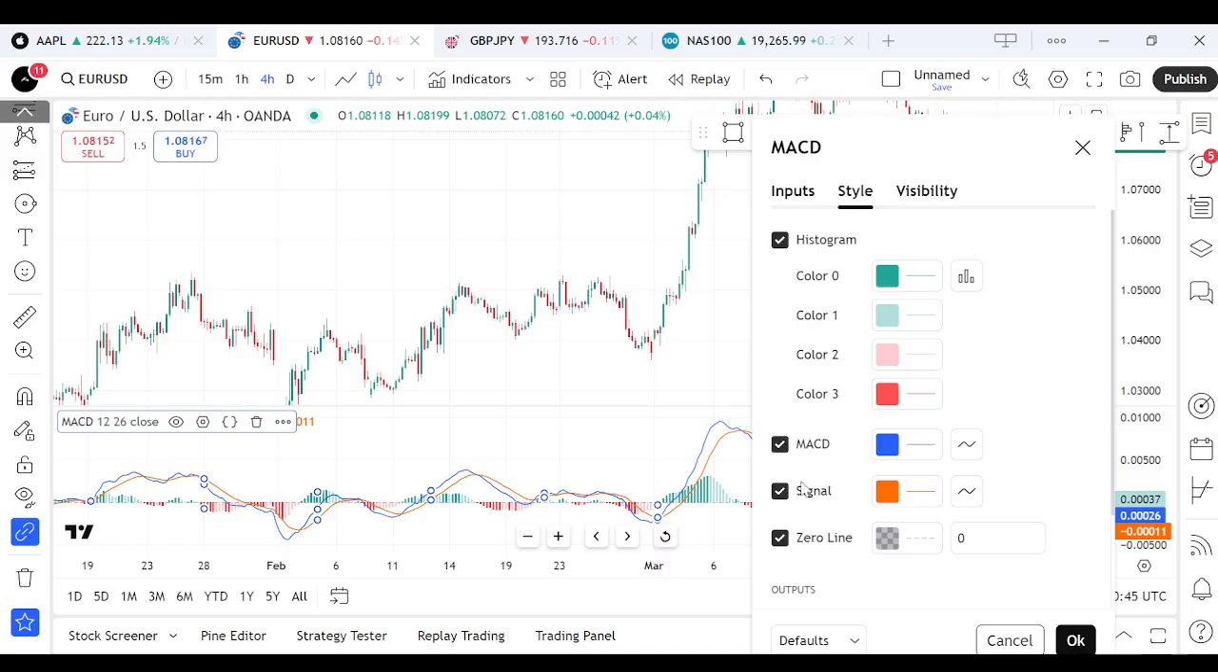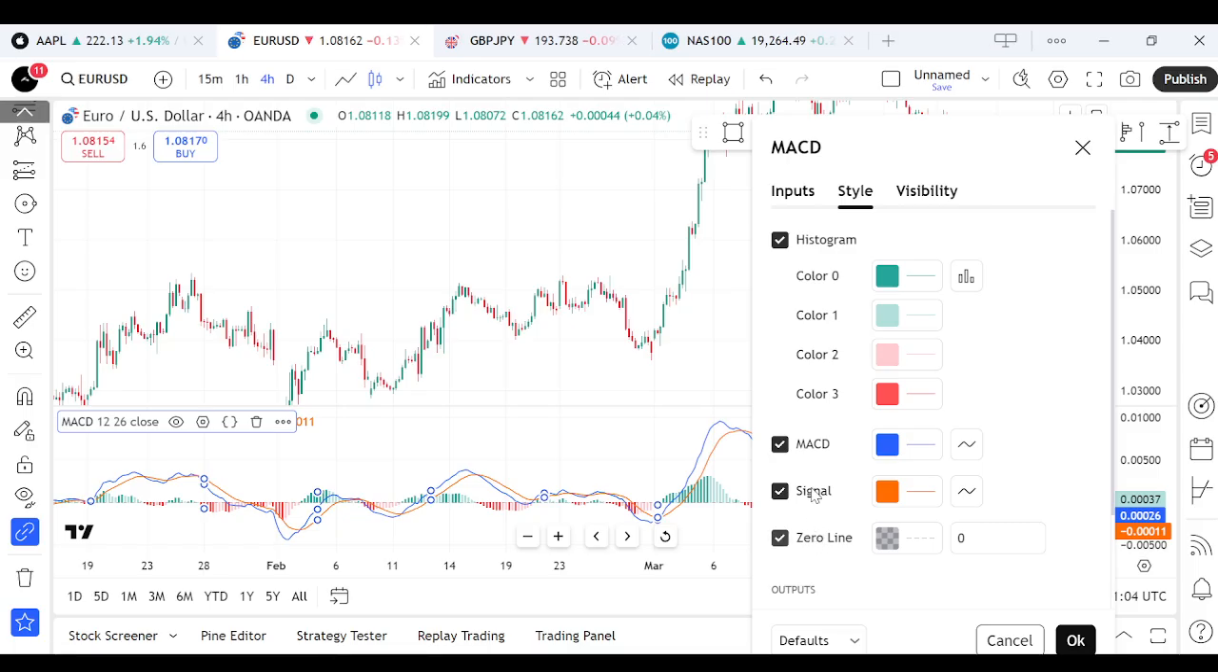The third component is the histogram. Now, this histogram represents the difference between the MACD line and the signal line, and the histogram provides a visual representation of momentum strength. Now, this is very important, and we are going to talk about this in the next section. So, ensure you watch this video until the end.